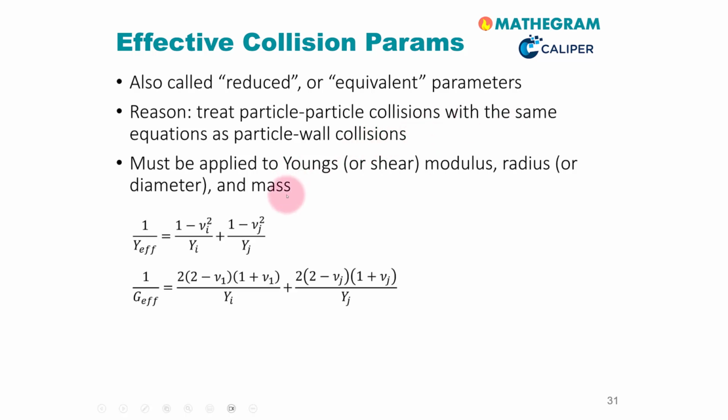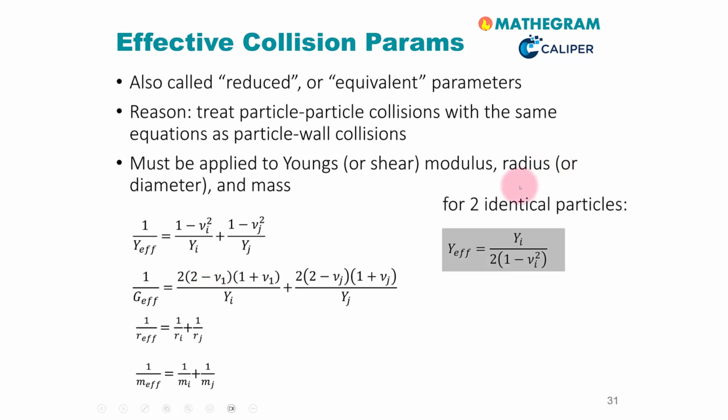The effective parameters must be calculated for the Young's or shear modulus, for the radii, and of course for the diameters as well, and the masses. So here are the equations that have been derived for these effective properties, and here i and j are just the two indices of the colliding particles. You will always find i and j here indicating this is the first particle in the collision, this is the second particle in the collision.